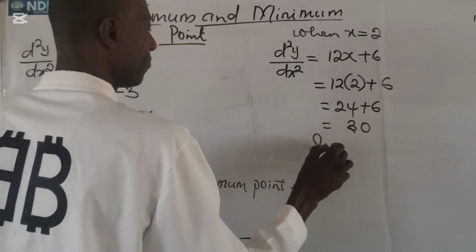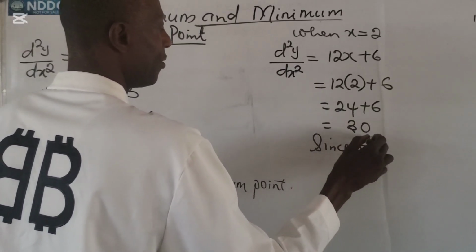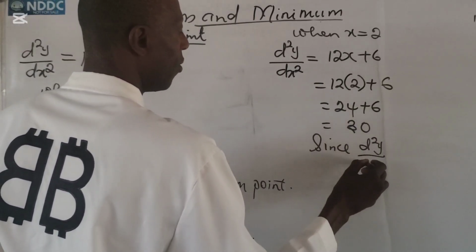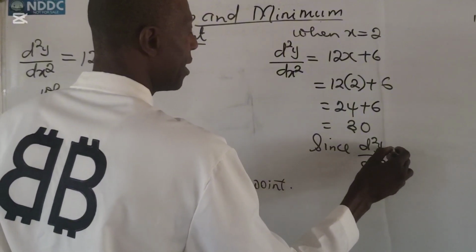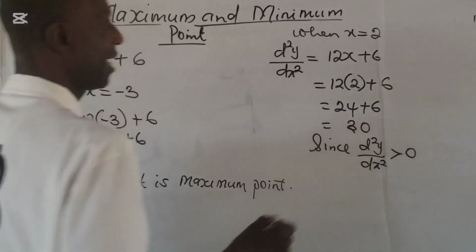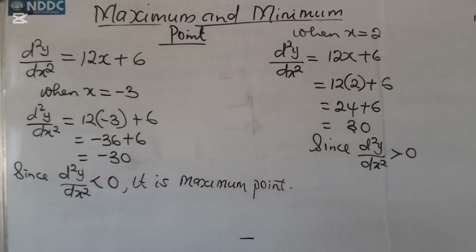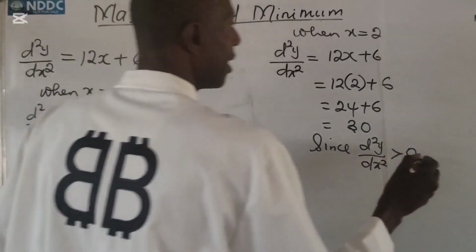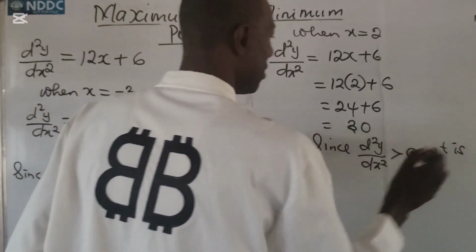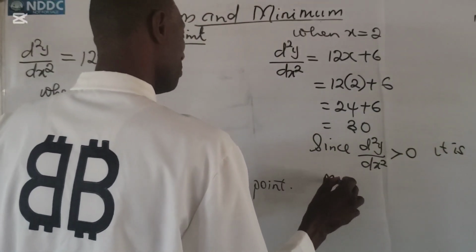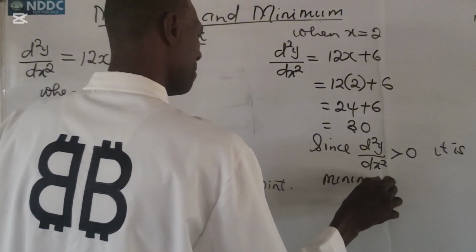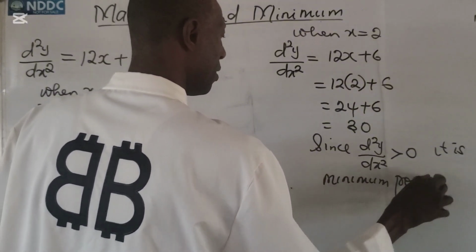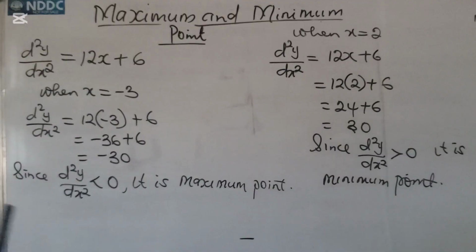So since d squared y over dx squared is greater than 0, because 30 is greater than 0, it is a minimum point. So that's how we can solve problems on minimum and maximum points.